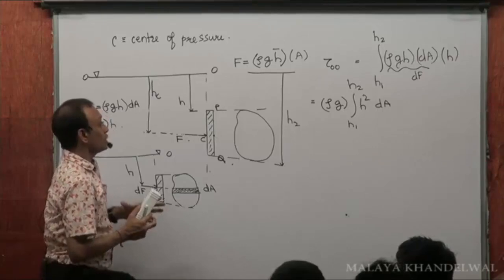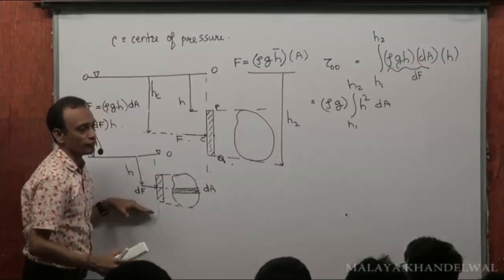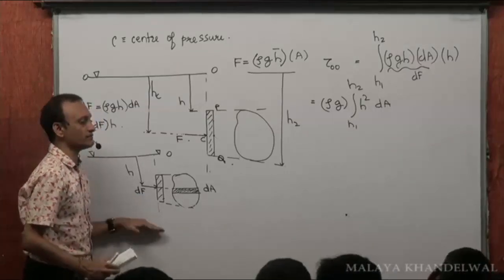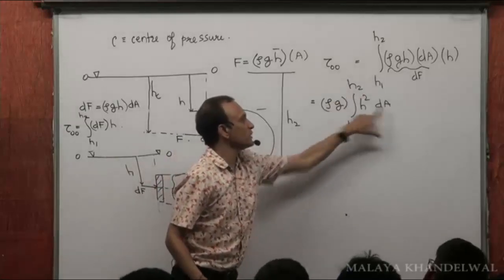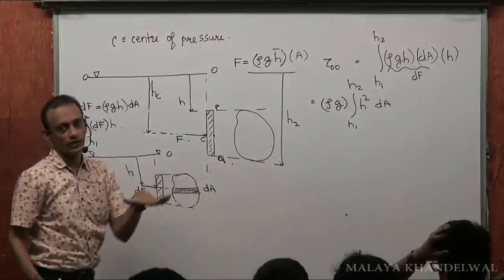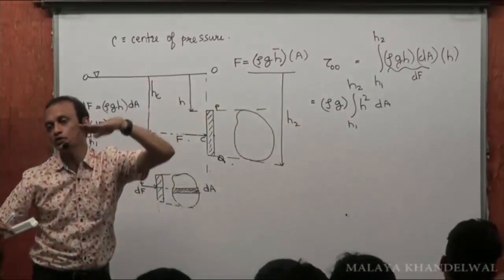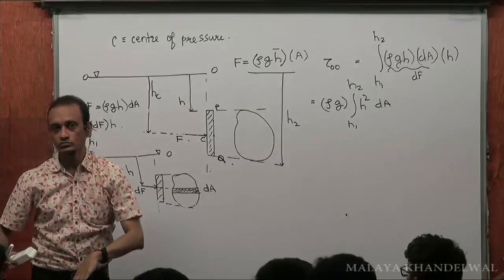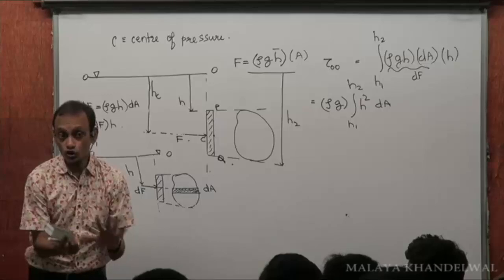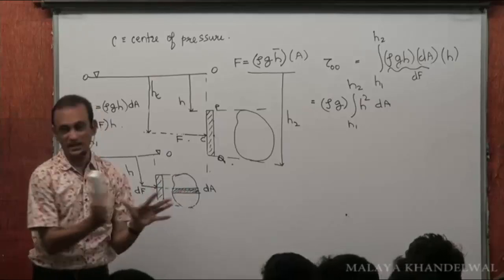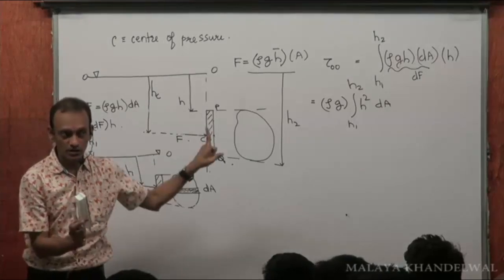Which means the total torque of all the forces dF, hydrostatic forces dF, about the free surface is given by rho g integral h squared dA, where h runs from H1 to H2. H is the depth of various dAs, starting from H equal to H1 to H equal to H2. Is it bothersome? Don't lose clarity in the midst of algebra. Don't lose physics in the midst of algebra. But is this clear or not?